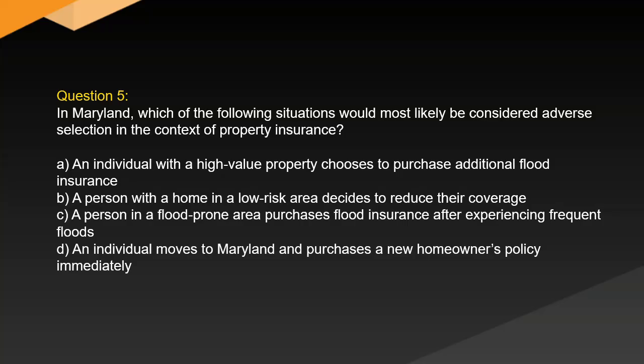Question 5. In Maryland, which of the following situations would most likely be considered adverse selection in the context of property insurance? A. An individual with a high-value property chooses to purchase additional flood insurance. B. A person with a home in a low-risk area decides to reduce their coverage. C. A person in a flood-prone area purchases flood insurance after experiencing frequent floods. D. An individual moves to Maryland and purchases a new homeowner's policy immediately.